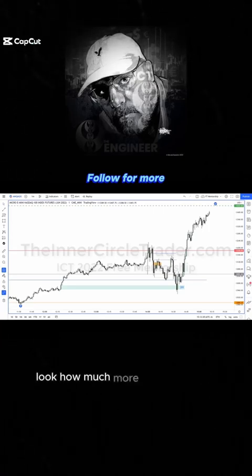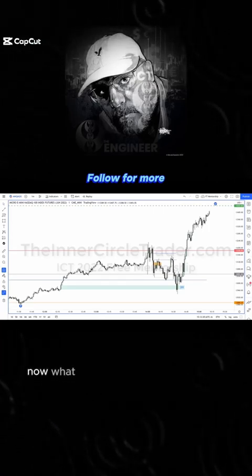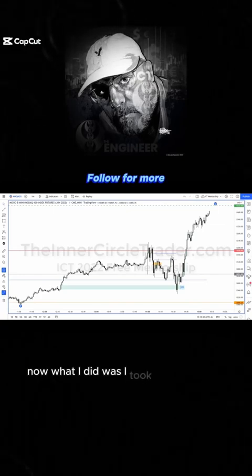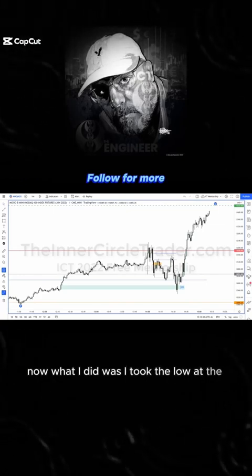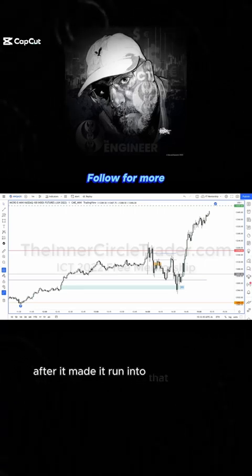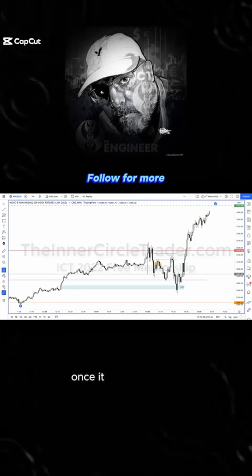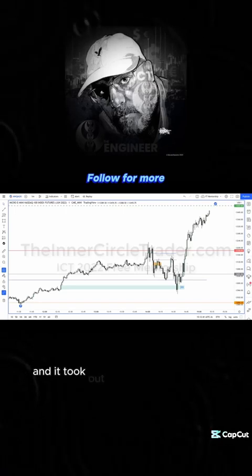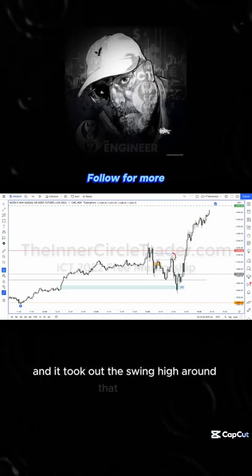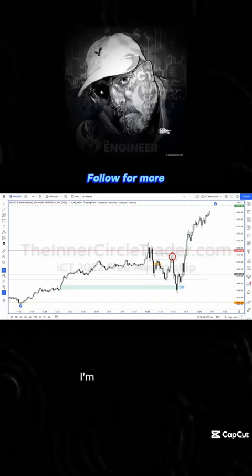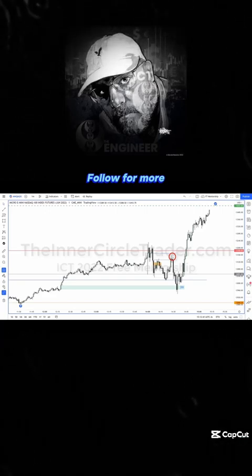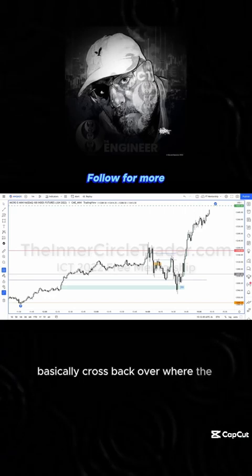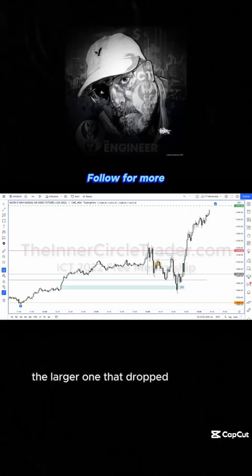Look how much more dynamic that is. Now, what I did was I took the low at the turn after it made its run into that little blue shaded area. Once it started rallying and it took out the swing high around that 13,150, basically crossed back over where the fair value gap is, the larger one that it dropped down into.